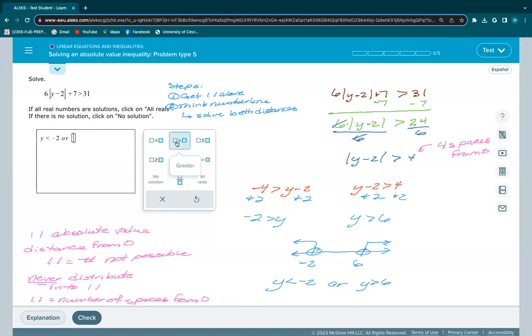And then y is greater than 6. We'll check our answers.